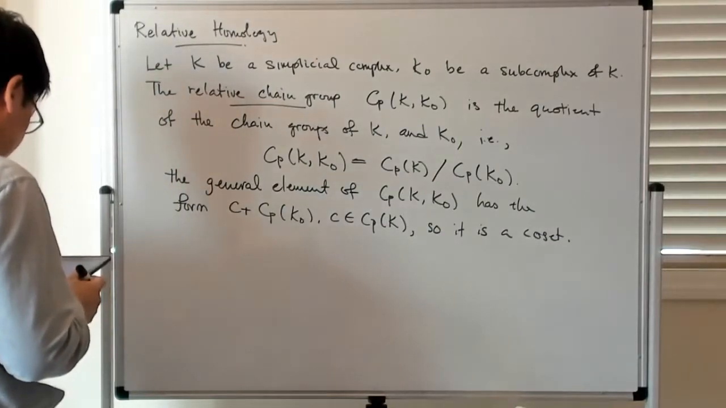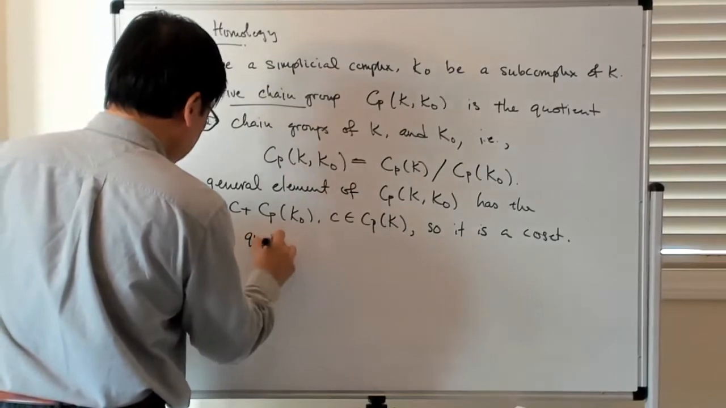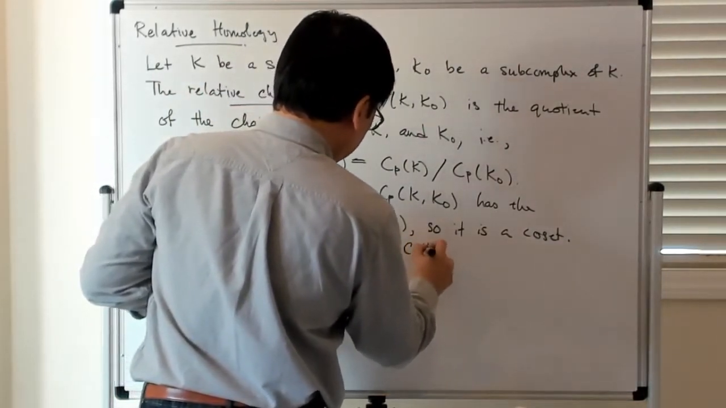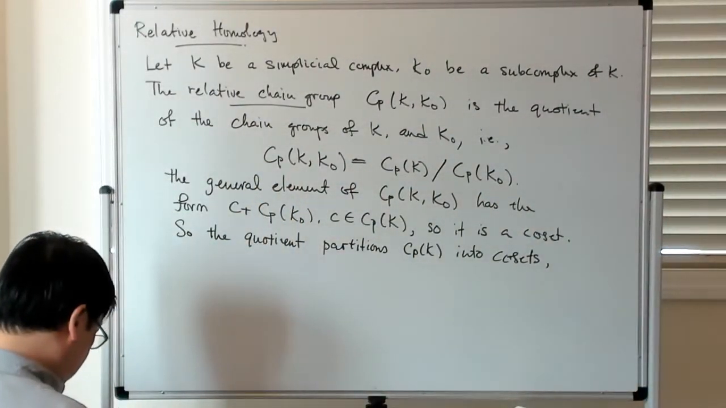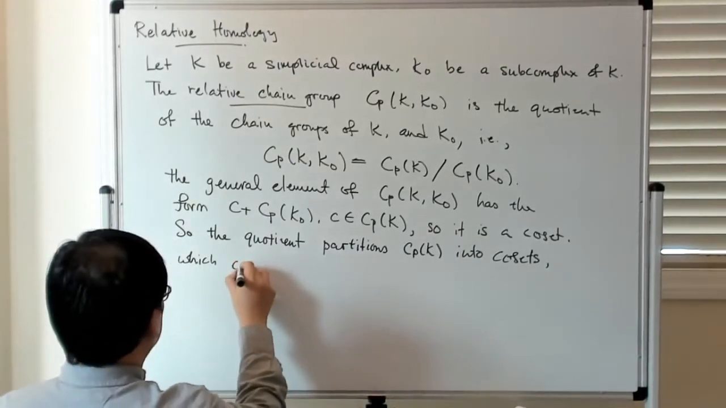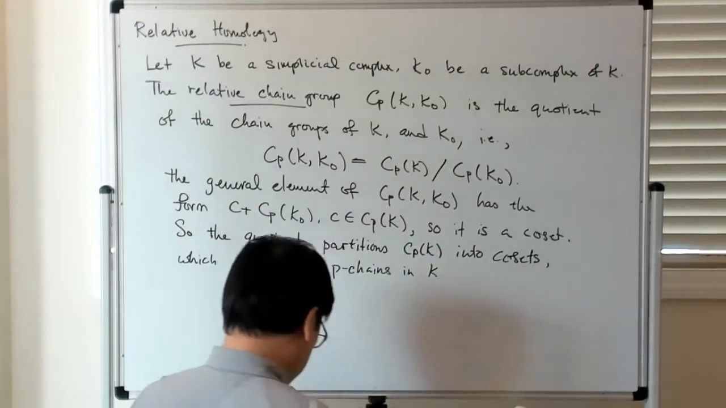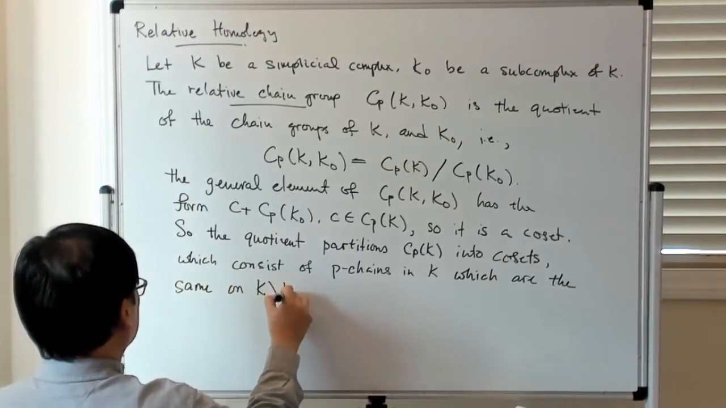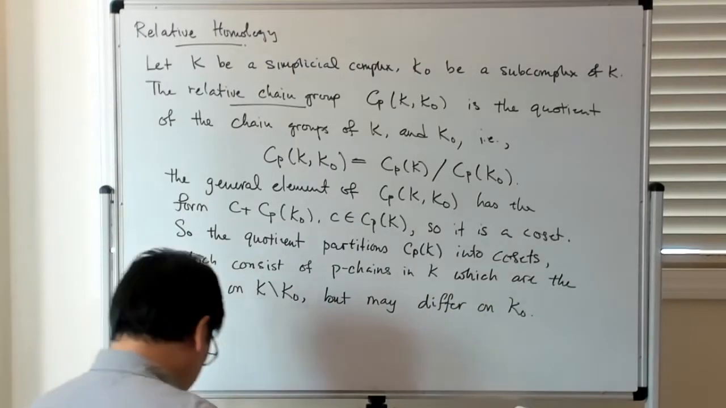So the quotient partitions C_p(K) into cosets, which consist of basically p-chains in K which are the same on K excluding K0, but may differ on K0. So this is basically what those cosets consist of.